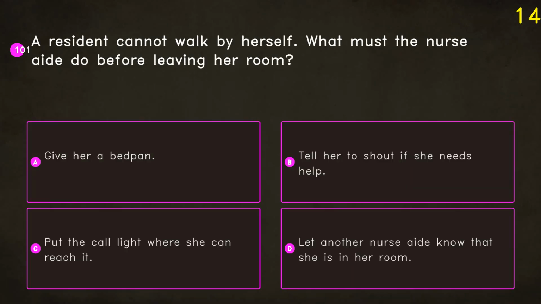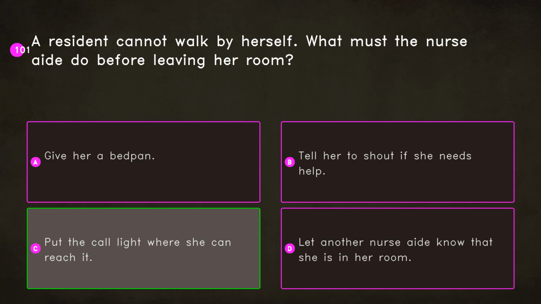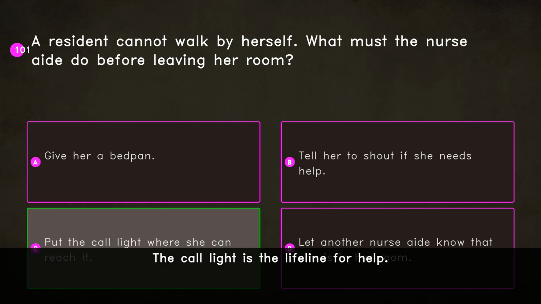Question 101. A resident cannot walk by herself. What must the nurse aide do before leaving her room? A. Give her a bedpan. B. Tell her to shout if she needs help. C. Put the call light where she can reach it. D. Let another nurse aide know that she is in her room. The correct answer is put the call light where she can reach it. The call light is the lifeline for help.